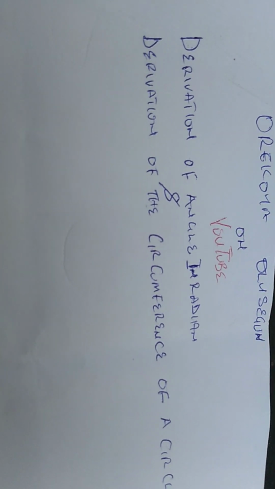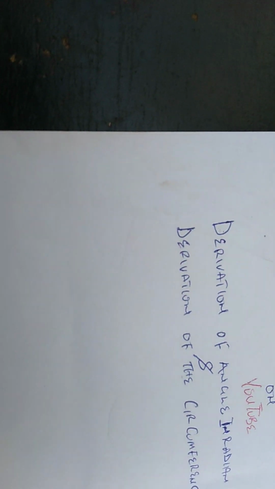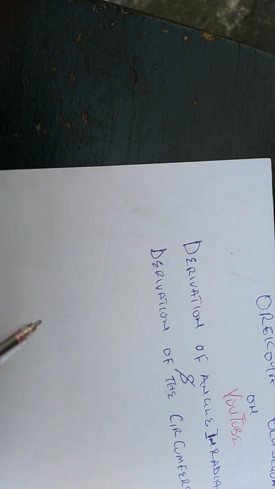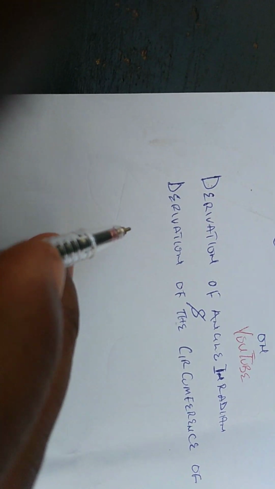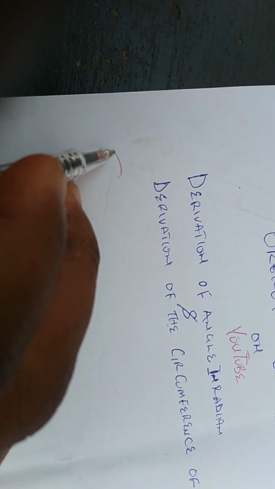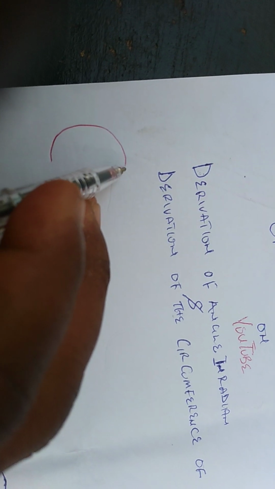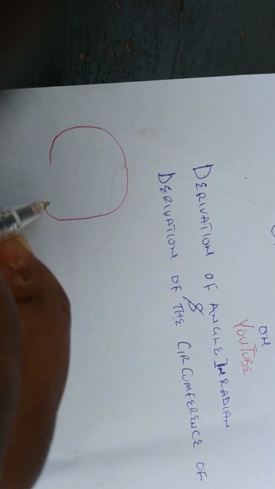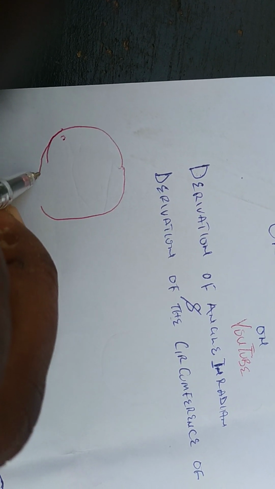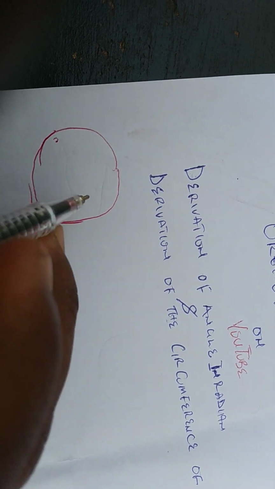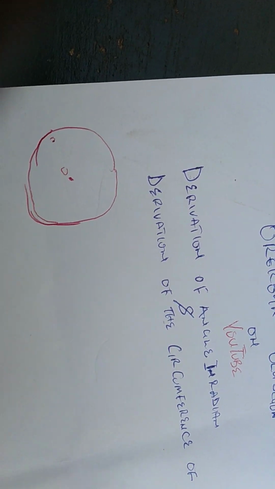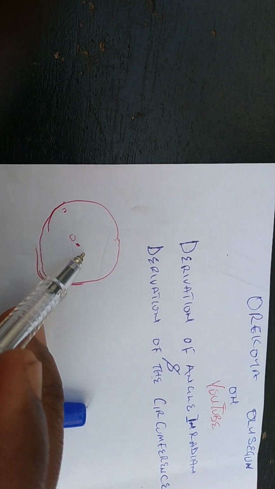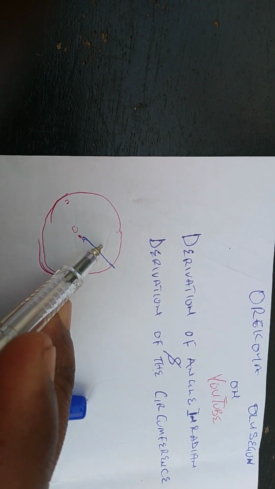Now, the first topic, which is derivation of radian of a circle. Let's consider this particular circle, with center O and radius, let's say, r.